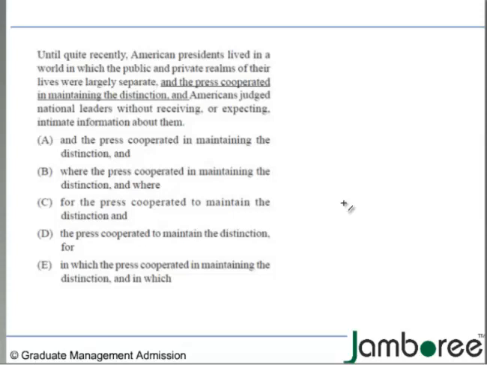Let's try this. Yes, it's an easy one. Come on.